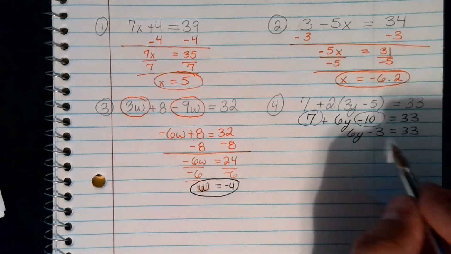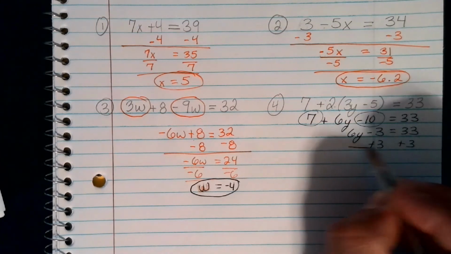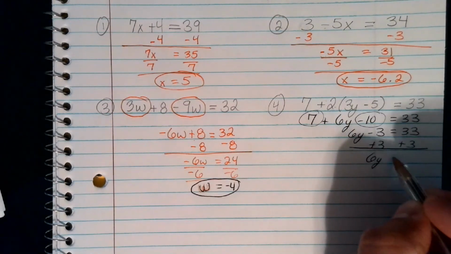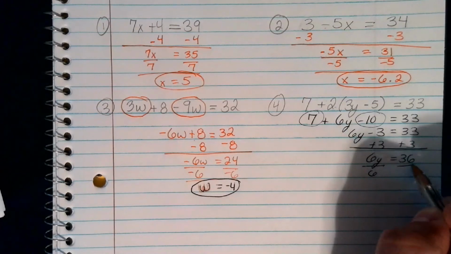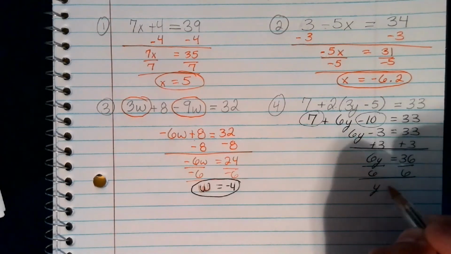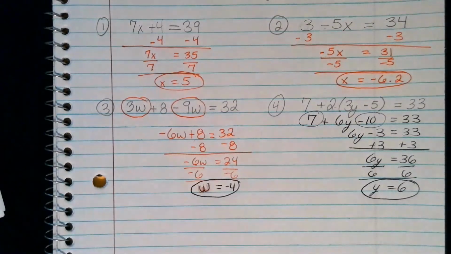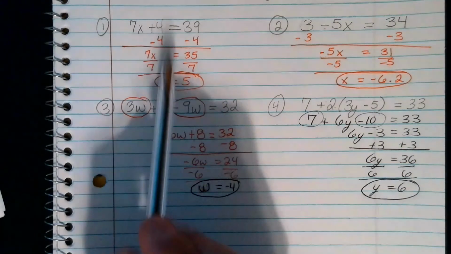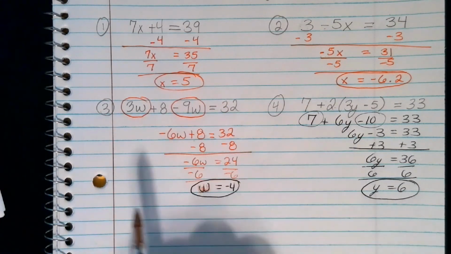So I'm going to get rid of the minus 3 by adding 3 both sides. I get 6y equals 36. Divide both sides by 6. And I get y equals 6 for my answer there. Alright, so there's some examples of different types of algebra problems that we've done this year. Again, the first 2 were just algebra, and 3 and 4 had simplifying steps, then algebra to get your answer alone.